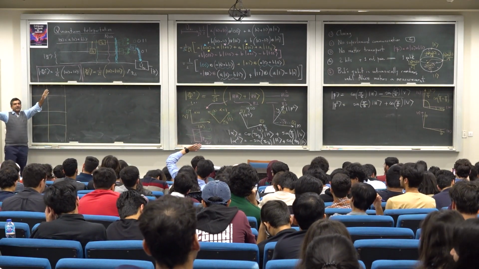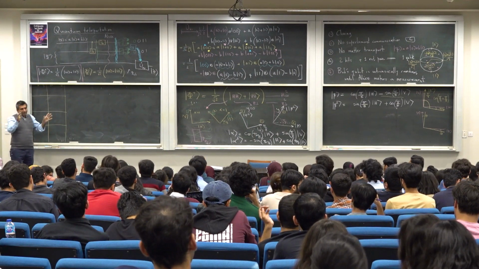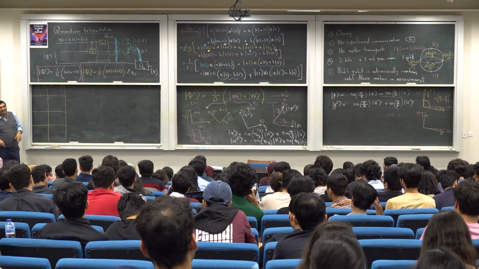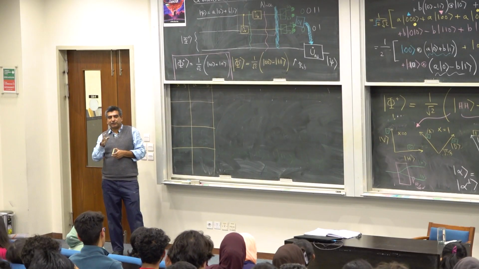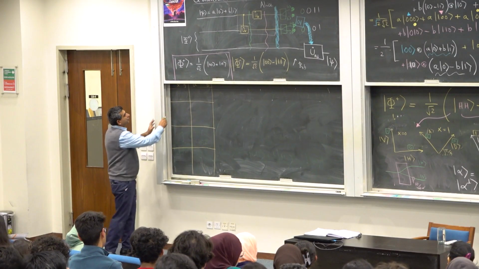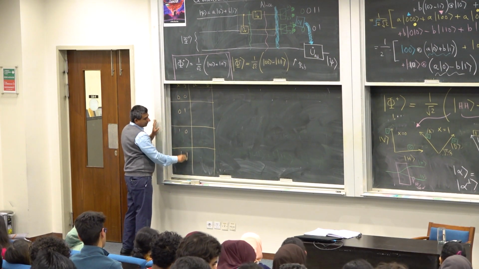So what are the possible values of x and y? Yes, please. So what is the role of this entangled state? Well, come on, I'm going to explain this. So what are the possible values of x and y? 0, 0, 0, 1, 1, 0, 1, 1.